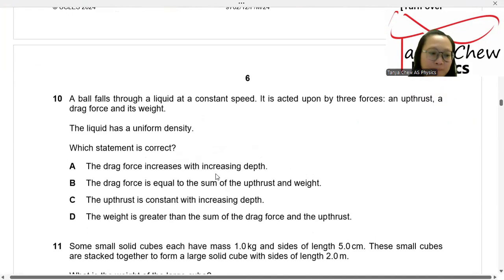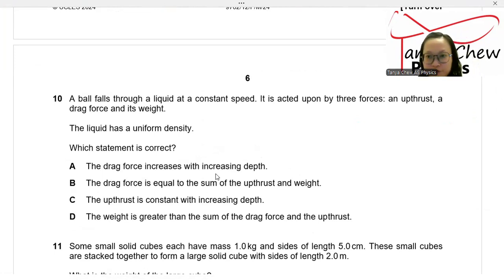Question number 10, a ball falls through a liquid at constant speed. It is acted upon by 3 forces: upthrust, drag force, and its weight. Liquid has a uniform density. Okay, which statement is correct?